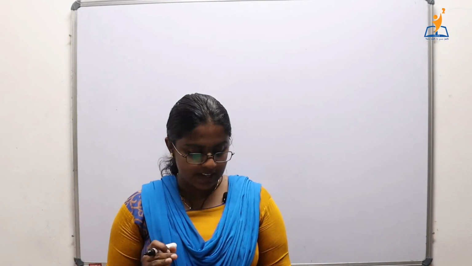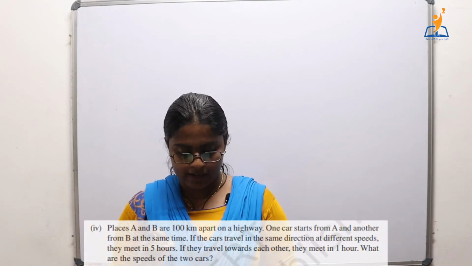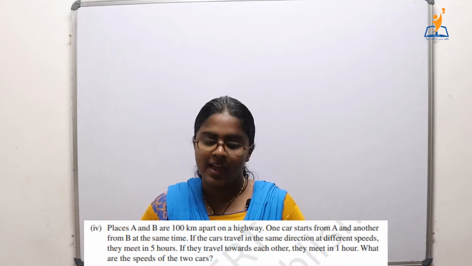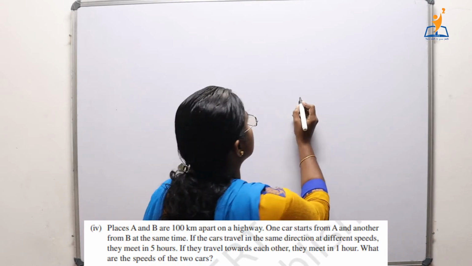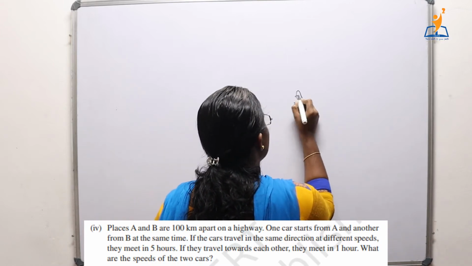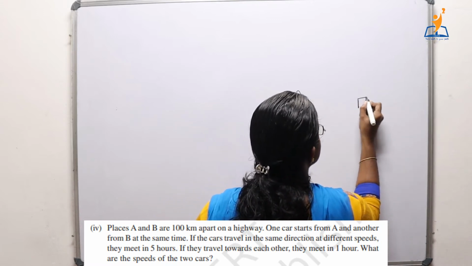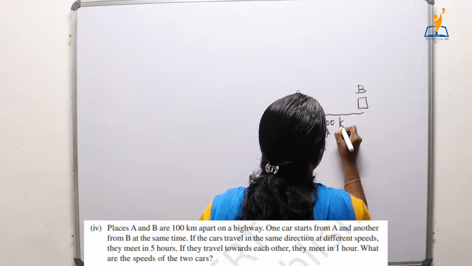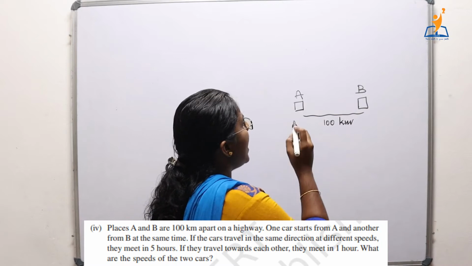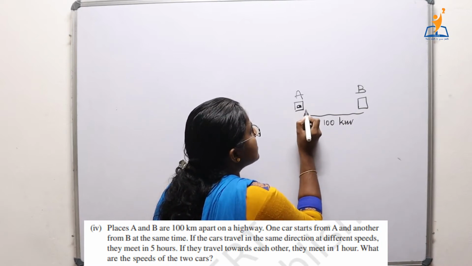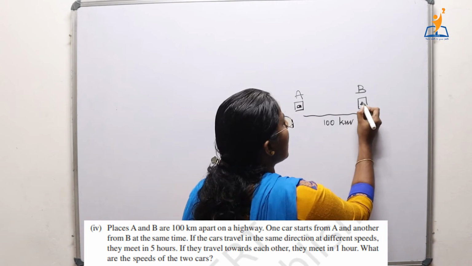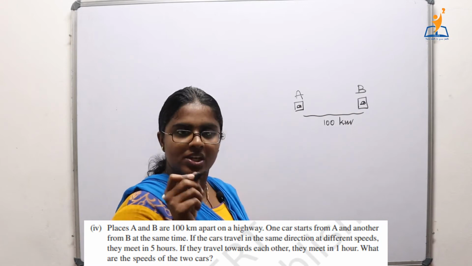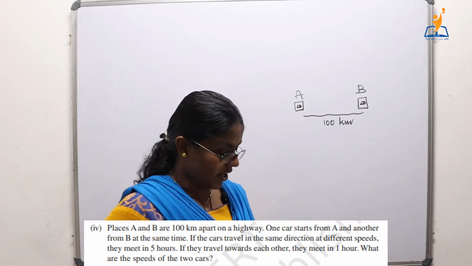So the next question is, places A and B are 100 km apart on a highway. One car starts from A and another from B at the same time. So there are two places. This is A and the other place is B, and they are 100 kilometers apart. And a car is starting from A and another car is starting from B, and they are traveling in the same direction and they meet at a point.